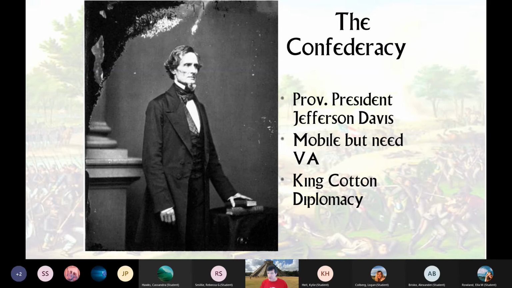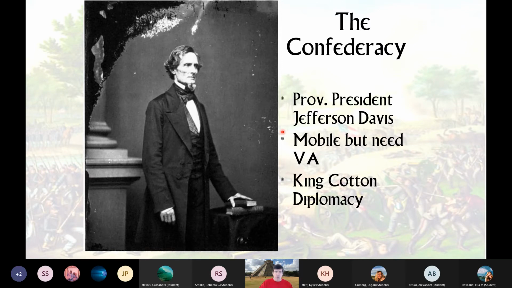Even before they had their first provisional election, they did write a constitution loosely based on the U.S. Constitution, banning the international slave trade because it was so horrible, but protecting slavery. And so that's Jefferson Davis.